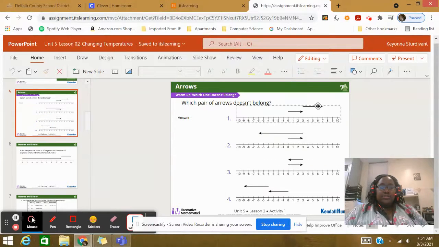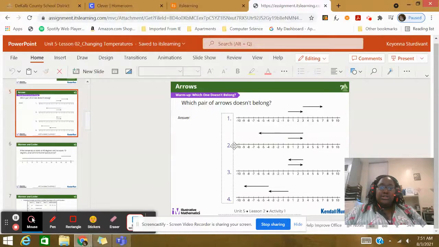So this very first warm up, or this very first activity, you have four different number lines, and you are trying to figure out which pair of arrows doesn't belong. There's no right or wrong answer here. You just have to come up with a reasoning. So if you say arrows one, what's different from the number line from one to two?